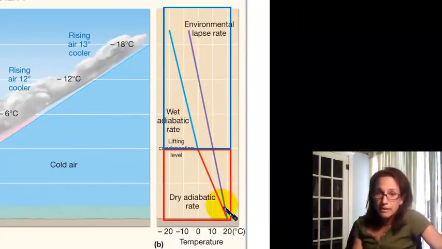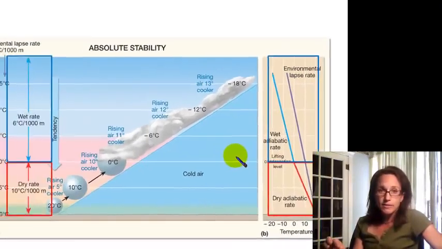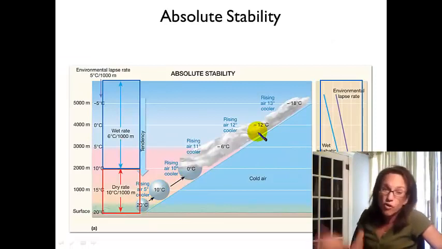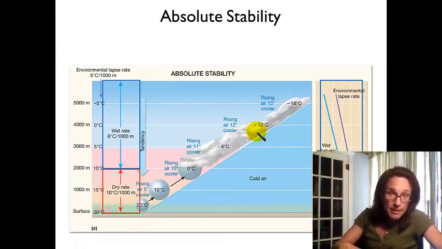And the key thing is that the rising air mass, which is illustrated in this graph by the red line when it's dry and the blue line when it's moist, the rising air mass is always cooler than the surrounding air, which is illustrated by the purple line. And so that indicates atmospheric stability, absolute stability, because that rising air mass is being forced up, and if it weren't being forced up, it would sink.